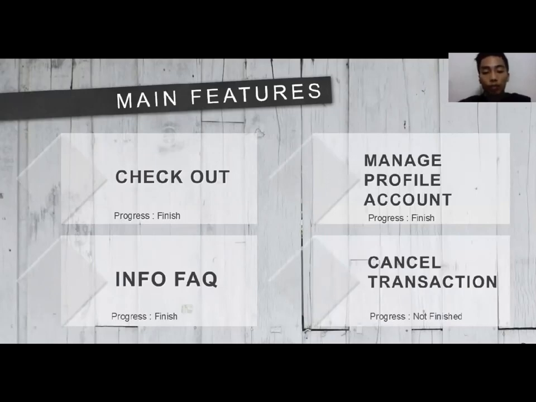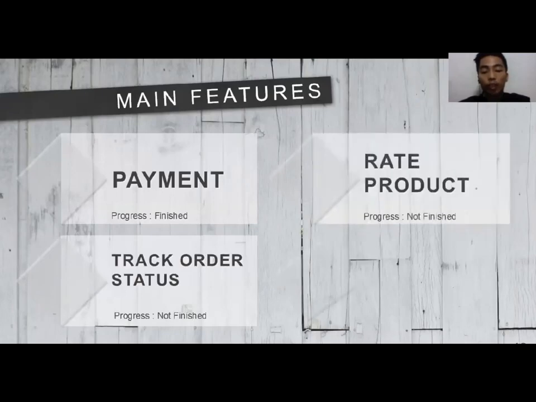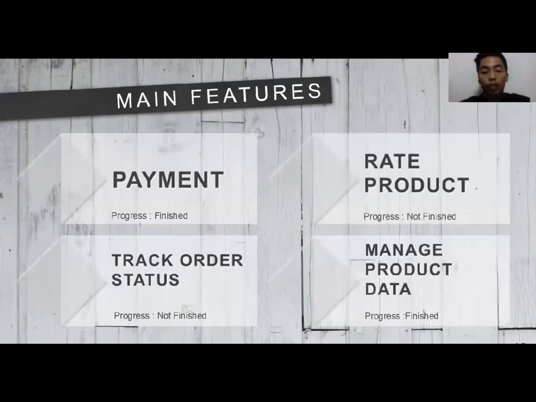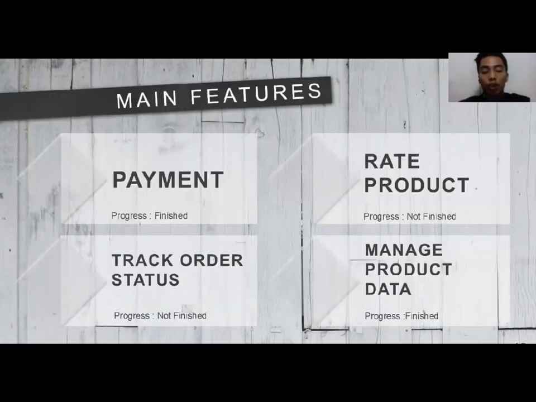Cancel transaction. User can cancel orders that have already been checked out. The progress of this feature has not been finished. Payment. User makes payment for orders that have already been checked out. The progress of this feature has been finished. Rate product. Make a rating of a product that has been received by the user. The progress of this feature has not been finished. Track order status. User can monitor an order that has been paid for. The progress of this feature has not been finished. Manage product data. Seller can manage product data such as create, update, delete data from product. The progress of this feature has been finished.